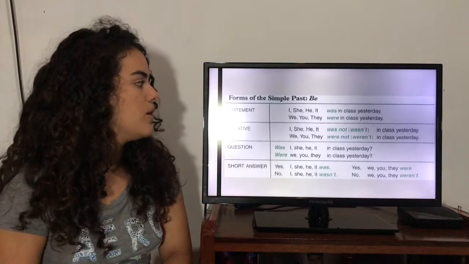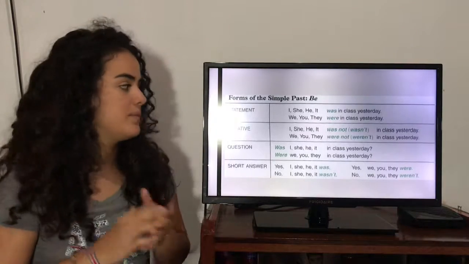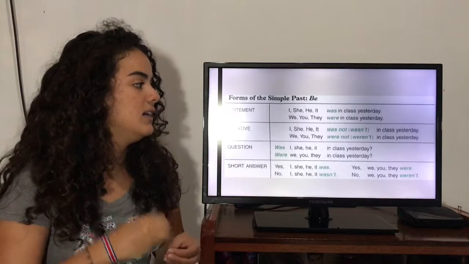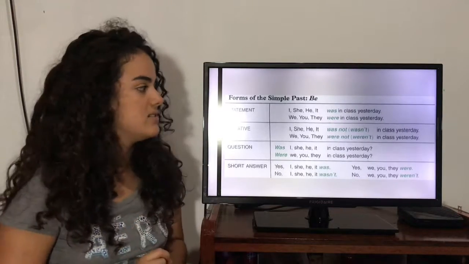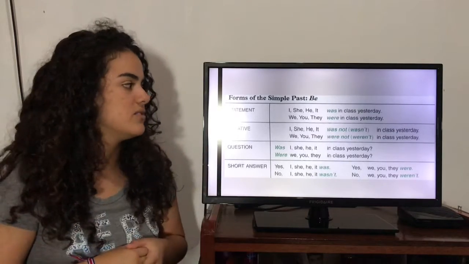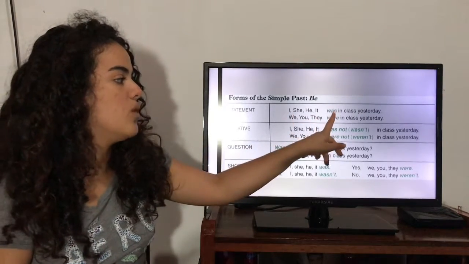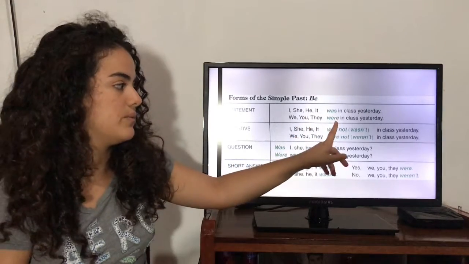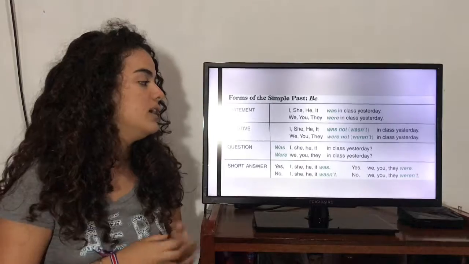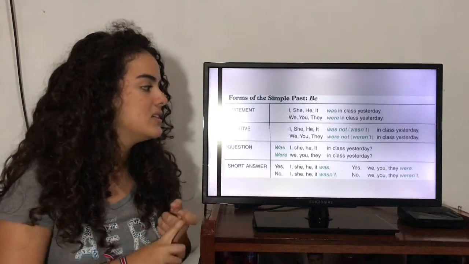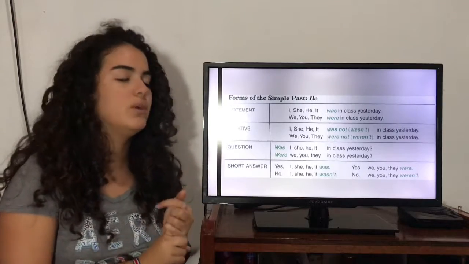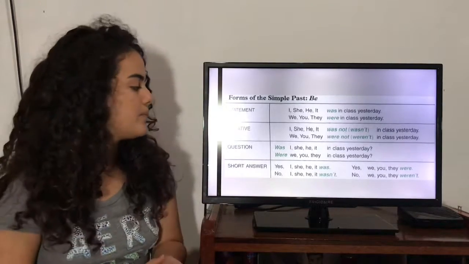Now we have the form of the simple past of be. So the statement is I, she, he, it was in class yesterday. Or we, you, and they were in class yesterday. So for this we use was, and for this we use were, the past forms of be. The negative form would be I, she, he, and it was not or wasn't. And with we, you, and they, we use were not or weren't.